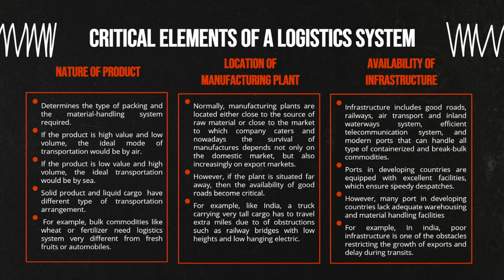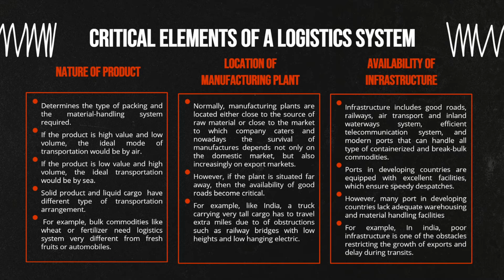Next, location of manufacturing plant. Normally, manufacturing plants are located either close to the source of raw material or close to the market to which the company caters. And nowadays, the survival of manufacturers depends not only on the domestic market, but also increasingly on export markets. However, if the plant is situated far away, then the availability of good roads becomes critical.